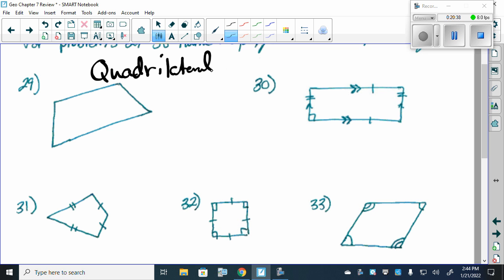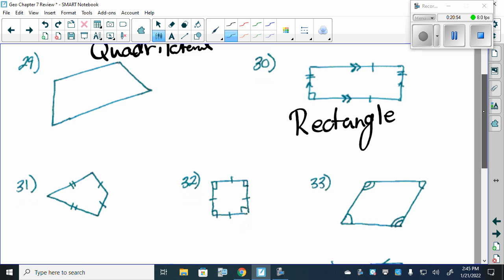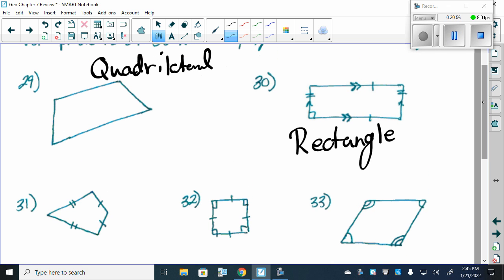Now 30, we are told that the opposite sides are congruent. We have 2 sets of parallel lines. And we do have a right angle, so this would be a rectangle. Only naming the most specific. Because we do have the 2 sets of opposite sides, and because we do have 1 right angle, the opposite angles are congruent since it is a parallelogram. Consecutive angles are supplementary, which would mean all 4 had to be 90.